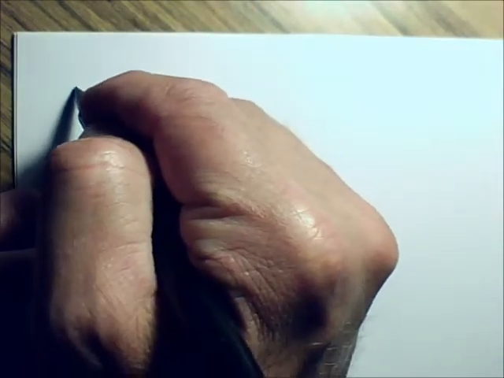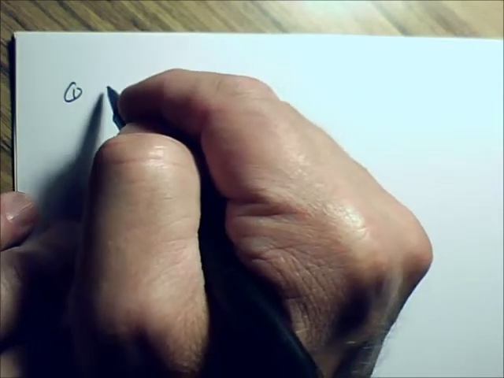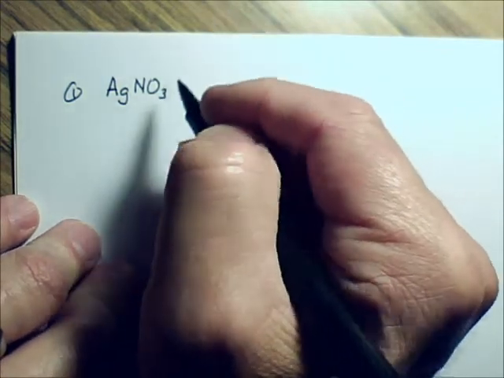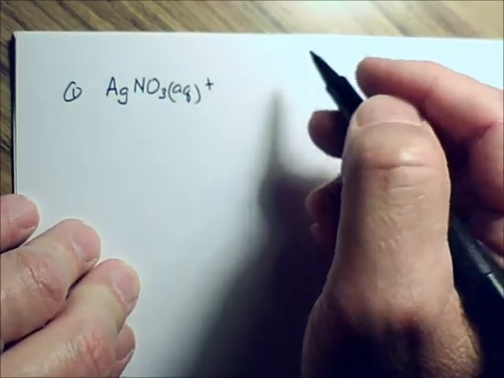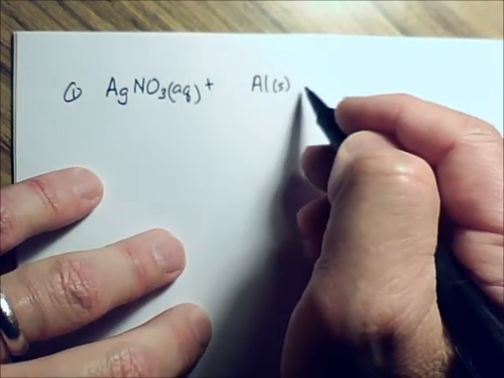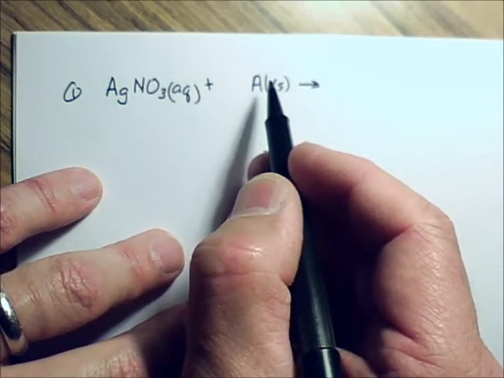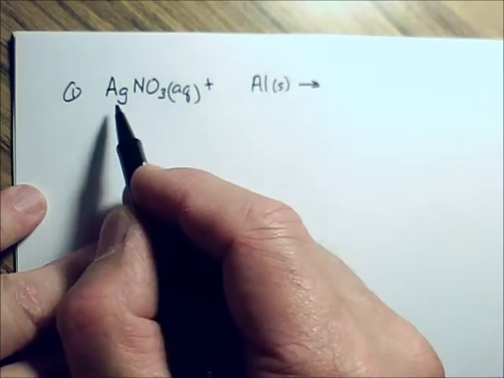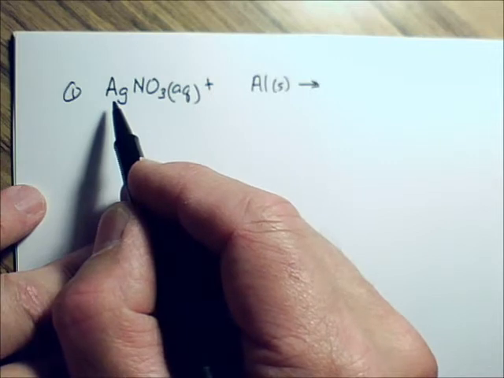So number one, we have AgNO3, and I've got that shown as being aqueous. And I have Al, which I show as being a solid. Okay? So what we have is an element that's by itself and an element in a compound. This is a metal and that's a metal. So it's possible that aluminum could displace silver.